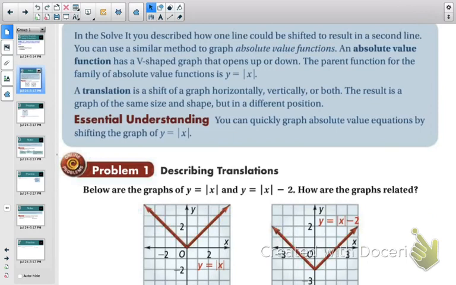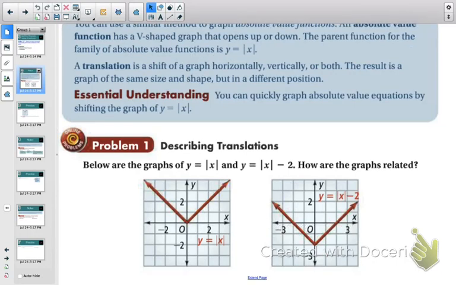So we described how one line can be shifted to result in a second line. You can use a similar method to graph absolute value functions. An absolute value function has a V shape, and the equation looks like this: y equals absolute value of x. That's the parent function. Remember, the parent function is the simplest function of that type.